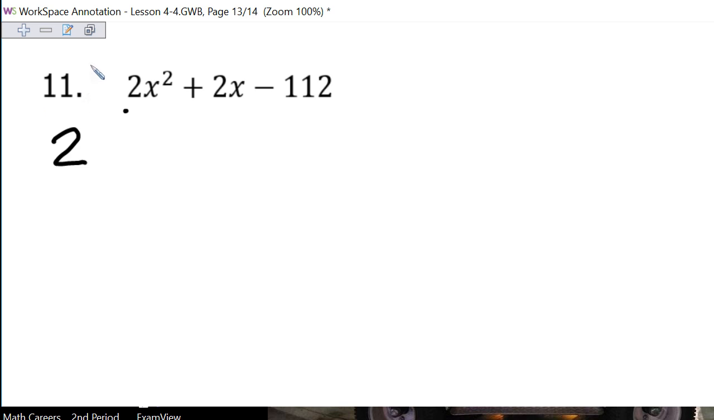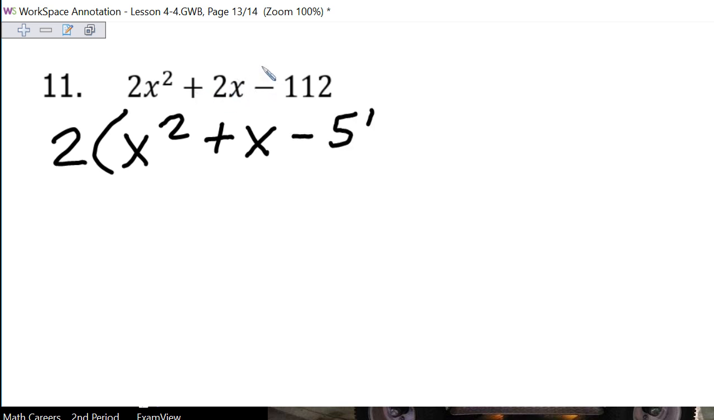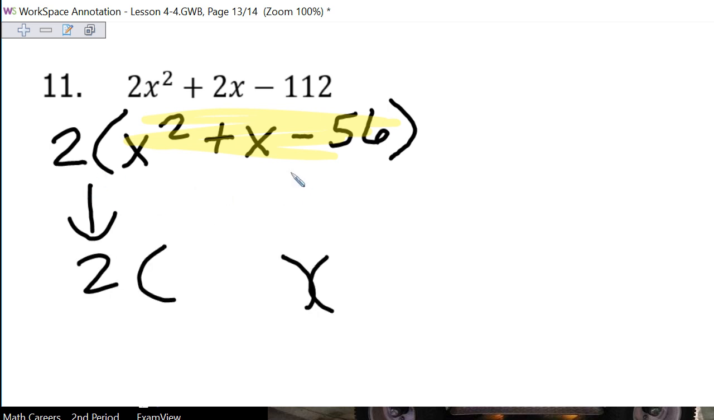2 times what gives me 2x squared? x squared. 2 times what gives me 2x? x. And 2 times what gives me negative 112? Make sure it's a negative 56. Now, looking inside the parentheses, we have a 1x squared. So now we can factor this. But make sure the GCF is your first answer. So bring down the 2, and we're going to factor that trinomial.